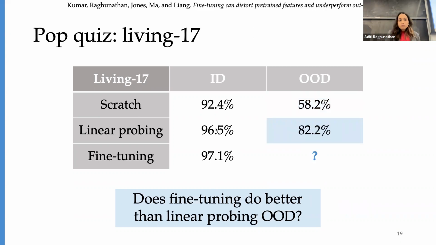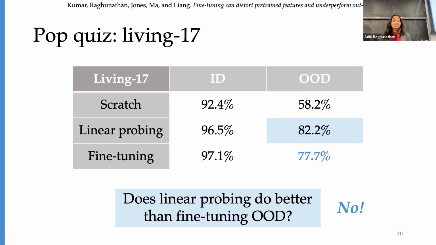But what about fine-tuning versus linear probing? How many people think that fine-tuning does better out of distribution compared to linear probing? Notice that in distribution, fine-tuning did better. So the question is, does the same trend carry over out of distribution? How many people think that fine-tuning does better because you've actually improved your representations quite a bit, so maybe it does better on your task? Okay, I guess it's obvious that no, it doesn't.